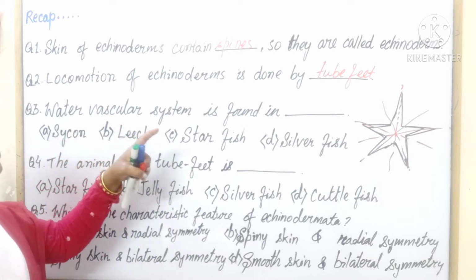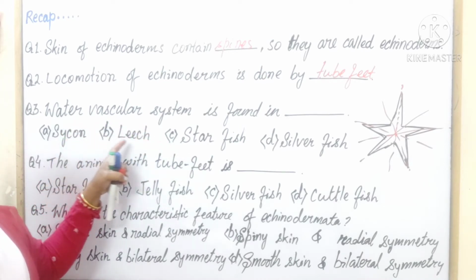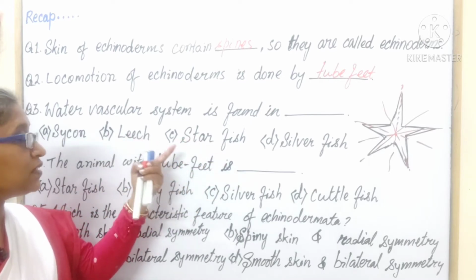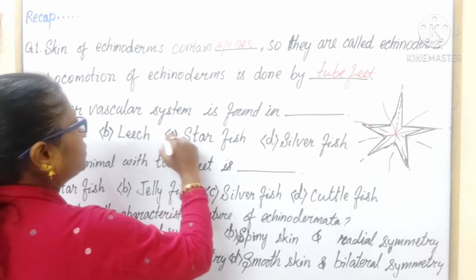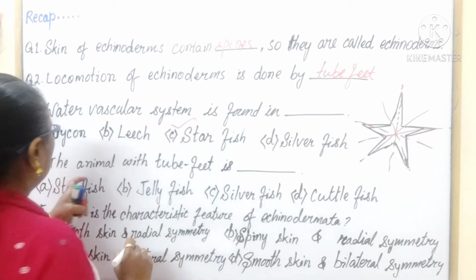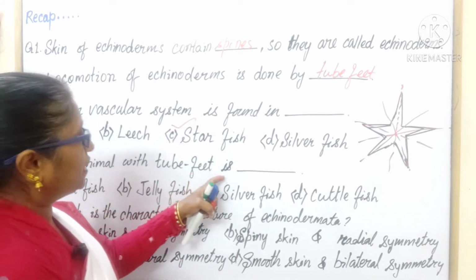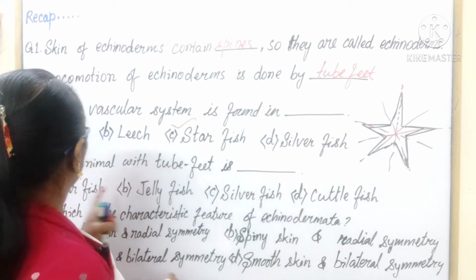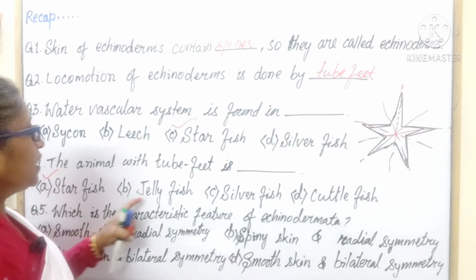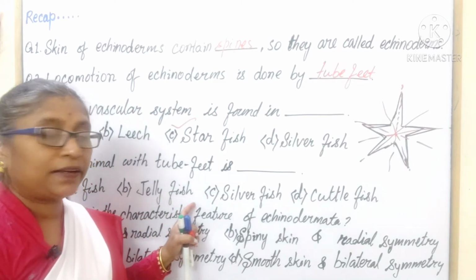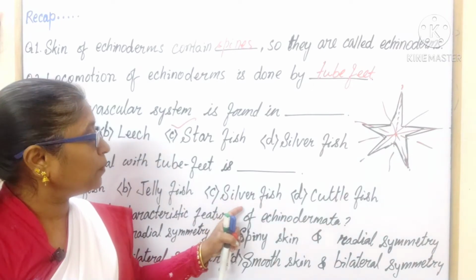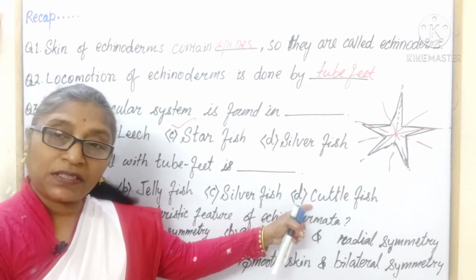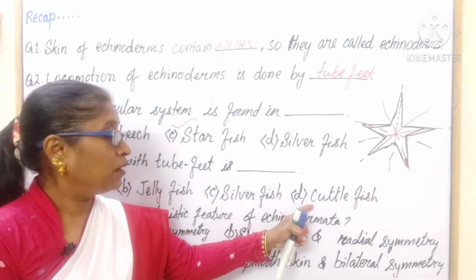Water vascular system is found in cyclone, leech, starfish, silverfish. Which one of these is the echinoderm? Starfish. The animal with the tube feet is starfish, jellyfish, silverfish, cuttlefish. Yes, starfish. Because jellyfish is the Cnidaria, coelenterata, and silverfish is the insect, arthropoda. Cuttlefish is the mussel, means mollusca.